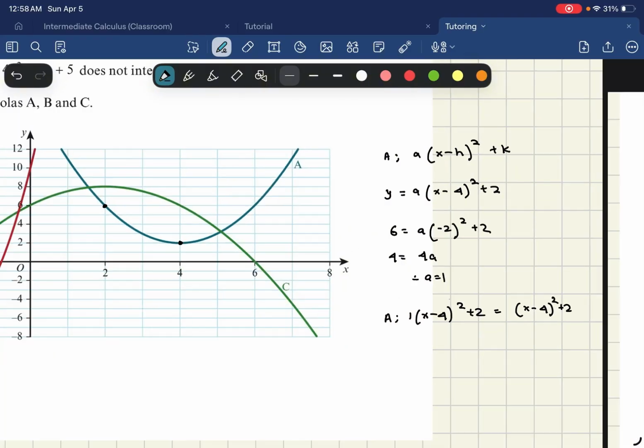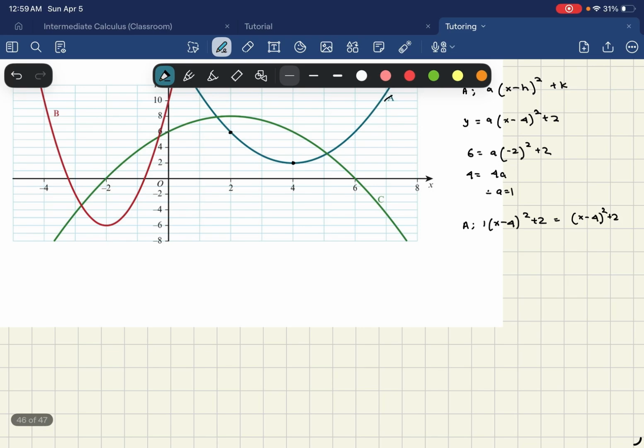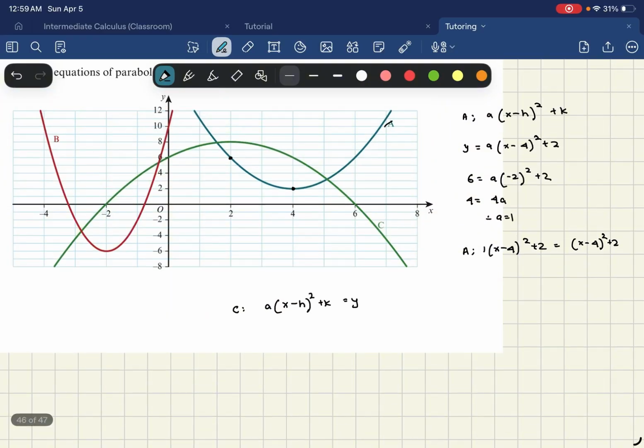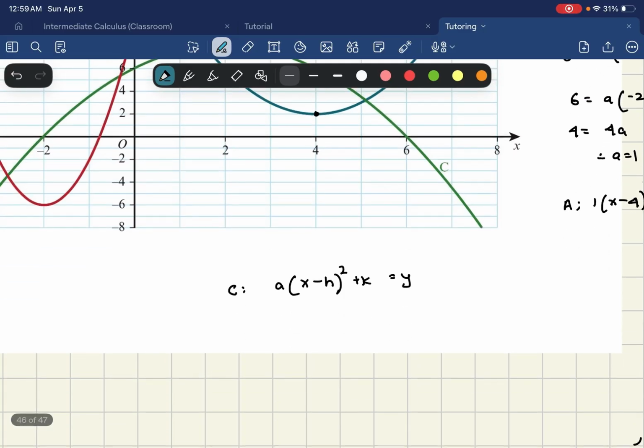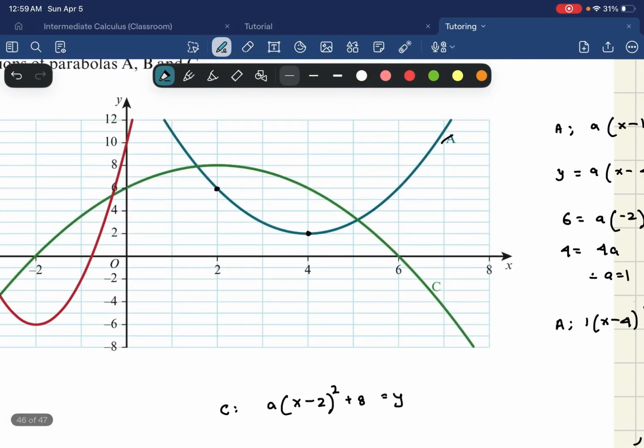(x minus 4) squared plus 2. So I am done with A. Let's look at B. Or C, I think, is easier. So for C, it's the same idea. We use a(x minus h) squared plus k. Let's say this is equal to y. The vertex is at 2, comma 8. So h is just 2, k is just 8. And we expect a to be negative, right? Because it's concave down.